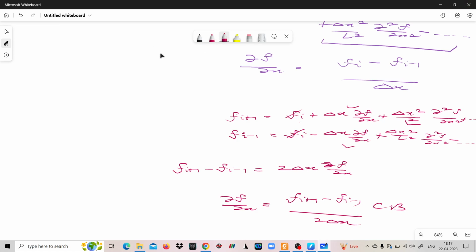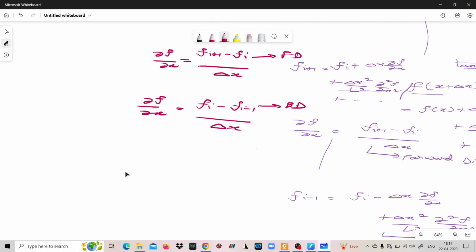So from central difference, what we are getting is that delta f by delta x is equal to f I plus 1 minus f I minus 1 divided by twice delta x. So this is what we are getting from central difference.